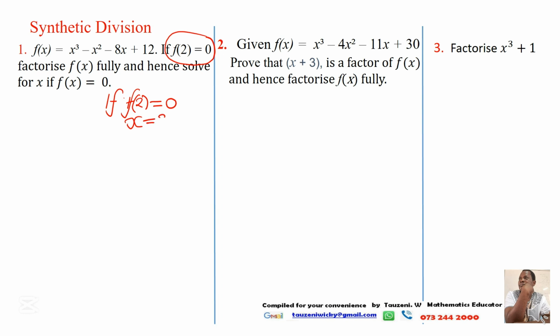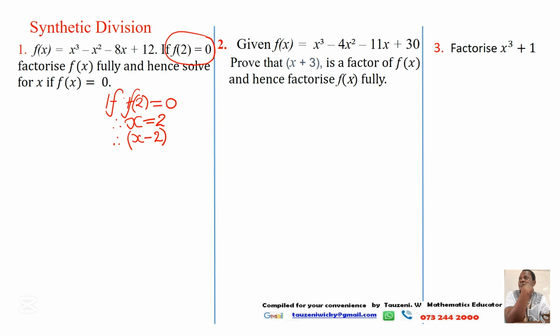And if x is equal to 2, then it follows that x minus 2 is one of the factors of the given expression. I'll say it again. If f of 2 is equal to 0, it means x is equal to 2, and therefore x minus 2 is one of the factors of the given expression. So if we factorize this given expression, one of the brackets there must be x minus 2.